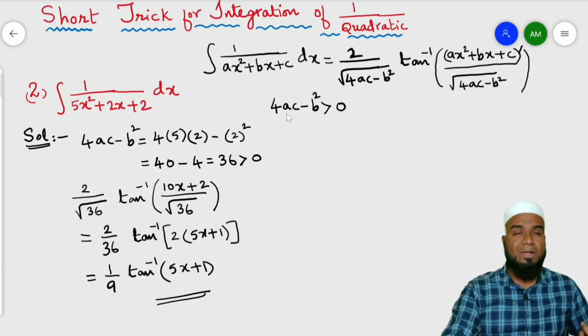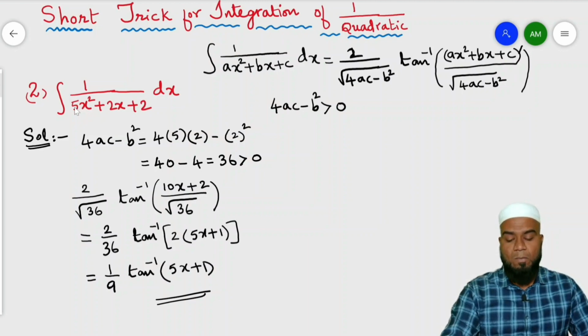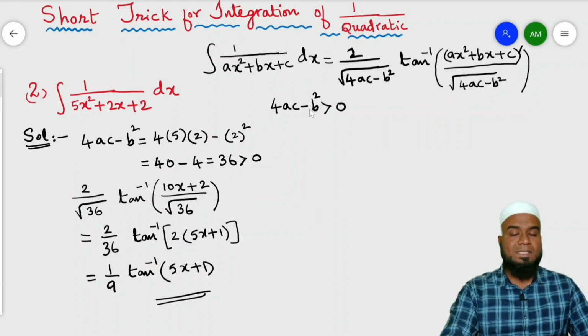So if you want to solve this in the conventional way, first we have to take 5 common, then we have to write x plus something whole square, then whatever remaining is there should be compensated, and we have to use the formula integral of 1 upon x square plus a square, which is 1 by a tan inverse of x by a. So if you don't want to use this and if you want to apply this small trick, first we have to check 4ac minus b square for whatever the integrand.